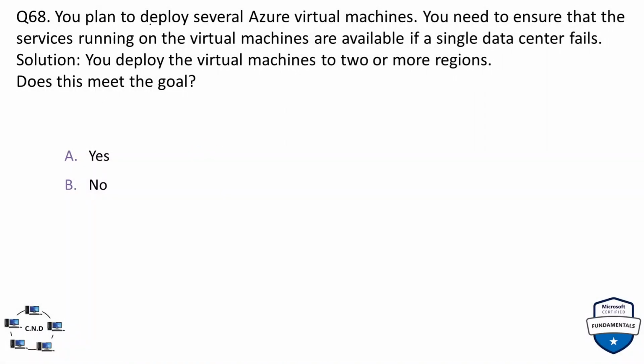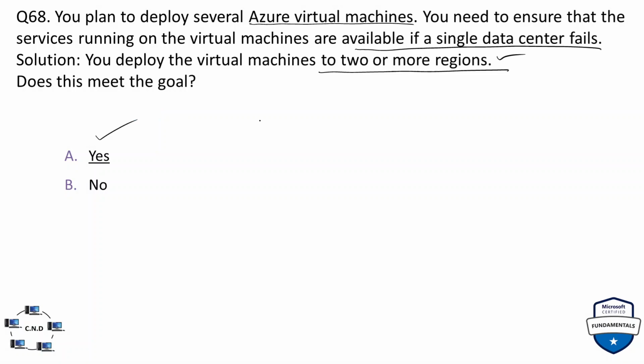Next question is that you plan to deploy several Azure virtual machines. You need to ensure that the services running on the virtual machines are available if a single data center fails. Again, we have the availability question. Solution: you deploy the virtual machines to two or more regions. Now we are talking about regions. Does this meet the goal? And the options are yes or no.